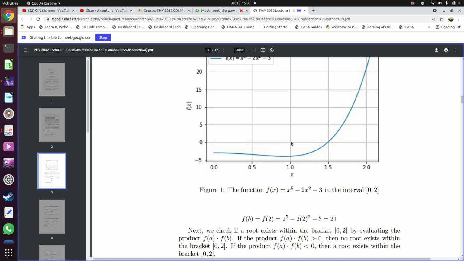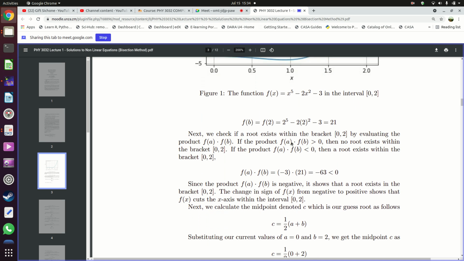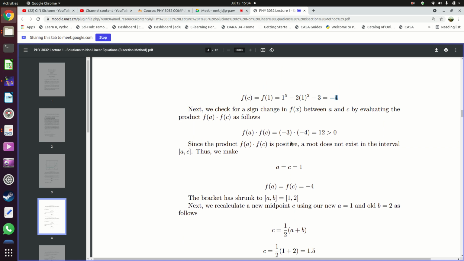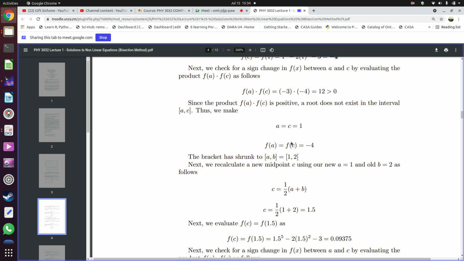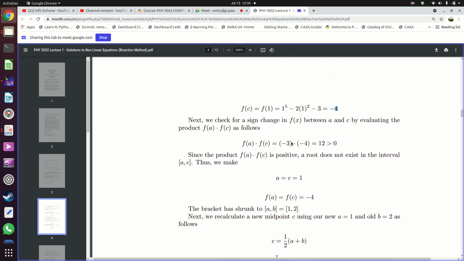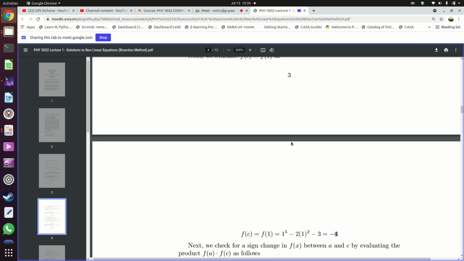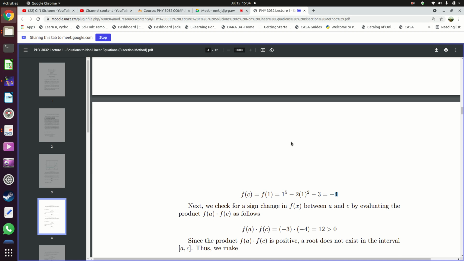Yes, able to see. The function hasn't crossed the x-axis. So you carry out a check. After you find C, the midpoint, you find the value of the function at the midpoint. You carry out a check where you ask yourself, has the function crossed the x-axis between A and C? Or in other words, is there a solution to this function f of x between A and C?